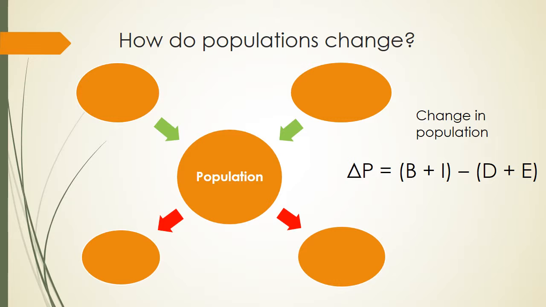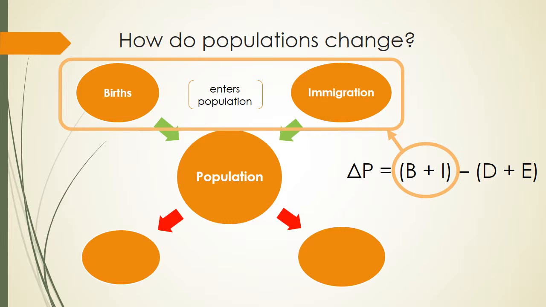Changes in population size can be mathematically defined by the equation on the right side of the slide. Notice that the triangle beside the P at the beginning of the equation represents a change in the population. The next term in the equation represents individuals entering the population by births, represented by B, and immigration, represented by I. When individuals enter the population, the size of the population increases.